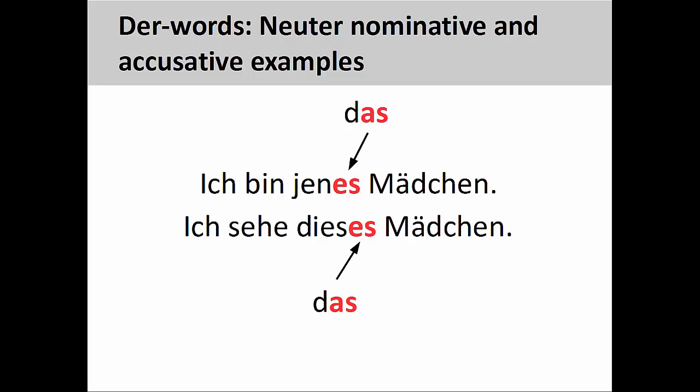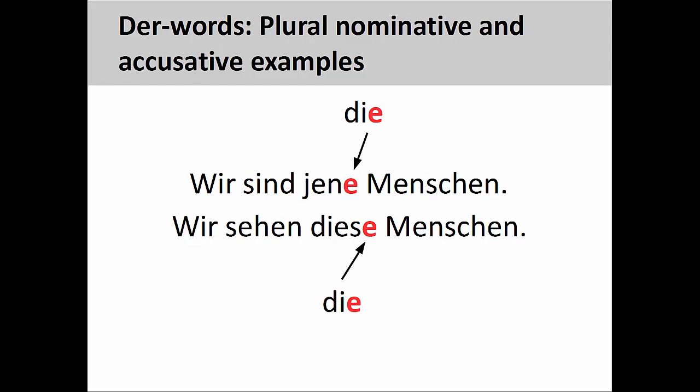Now on to the neuter forms. In the first sentence here, ich bin jedes Mädchen, I am that girl, you can see that the es ending on jen is close to the neuter definite article in the nominative case, but does not fully resemble it. In the sentence right below, ich sehe dieses Mädchen, I see this girl, the es ending on dies is close to the neuter definite article in the accusative case. You'll recall that neuter definite articles in both nominative and accusative cases end in as, whereas der words have an es ending.